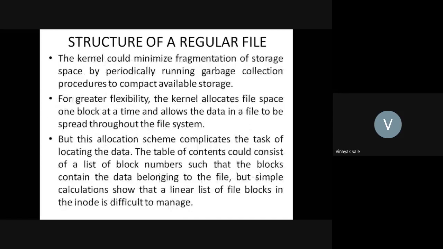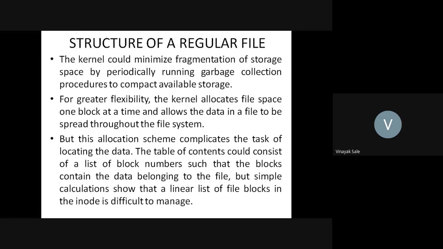So the kernel could minimize the fragmentation of storage space by periodically running garbage collection procedures to compact available storage. For greater flexibility, the kernel allocates file space one block at a time, allowing data in a file to be spread throughout the file system.